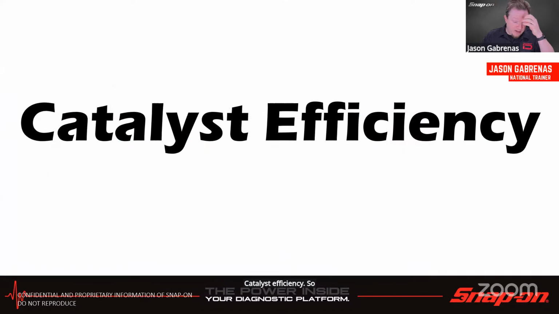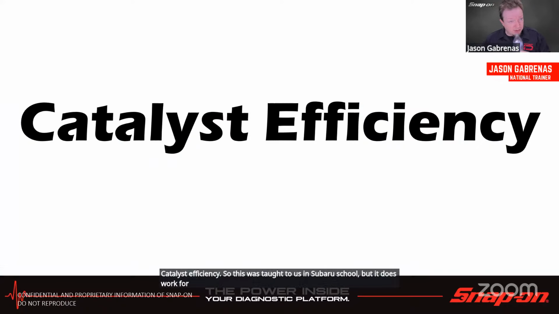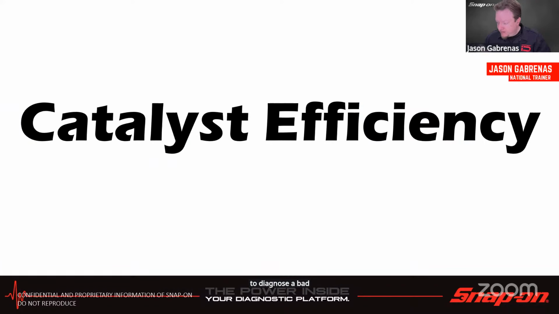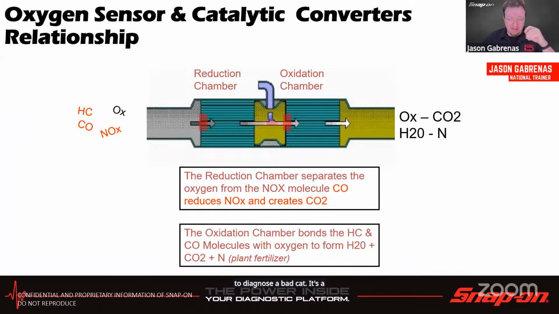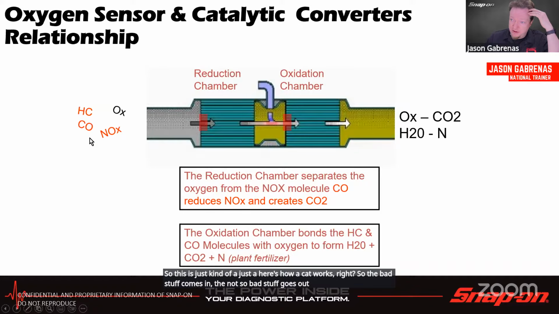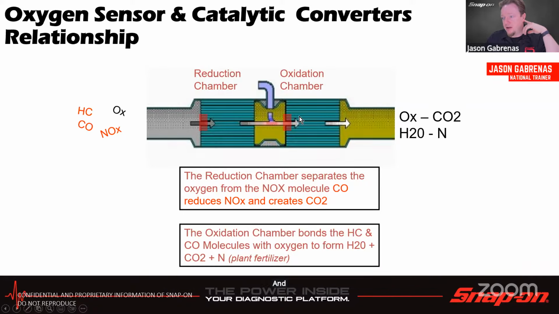So this was taught to us in Subaru school, but it does work for most vehicles to diagnose a bad cat. It's a fun little trick. So this is just kind of, here's how a cat works, right? The bad stuff comes in, the not so bad stuff goes out. So the hydrocarbons, carbon monoxide, oxides of nitrogen, and oxygen go in, and then a chemical reaction happens along with heat. And then oxygen, carbon dioxide, water, and nitrogen come out the backside.